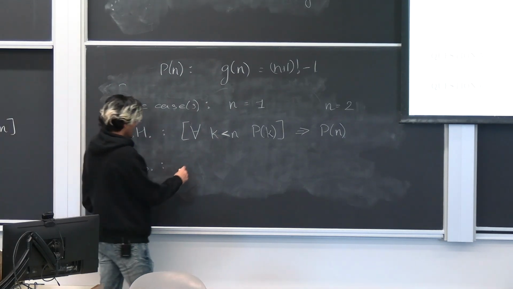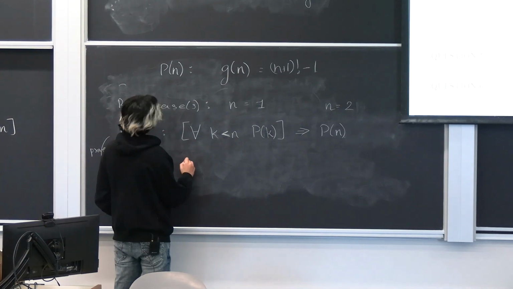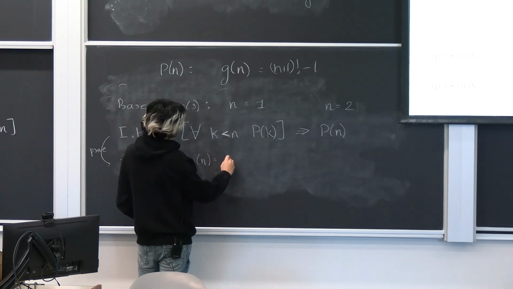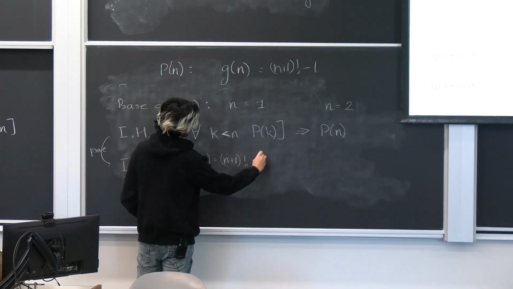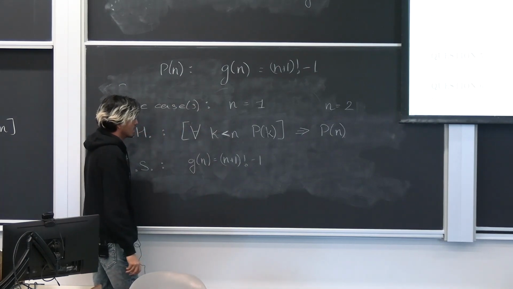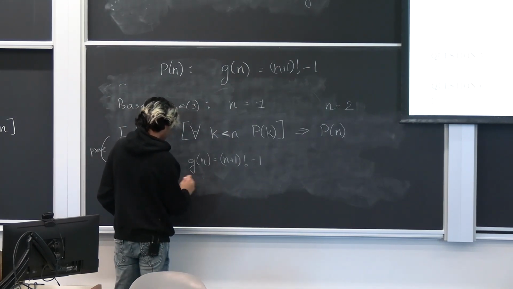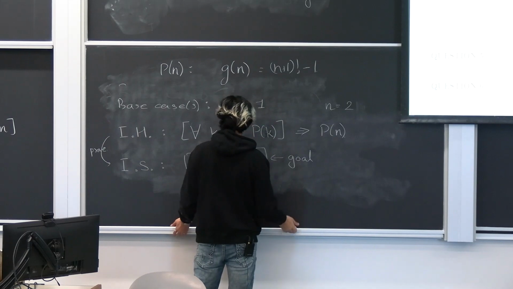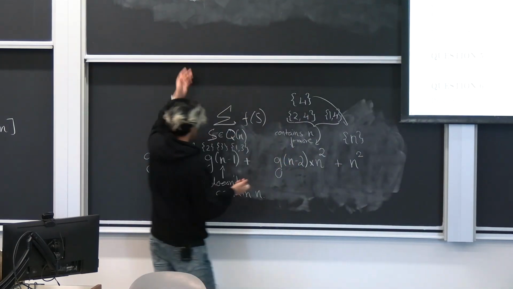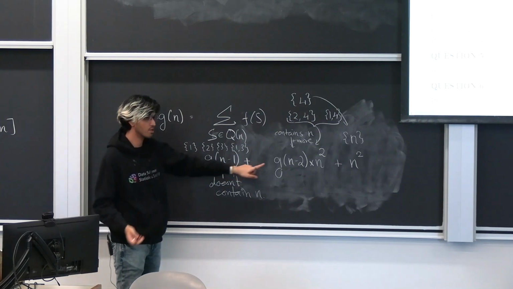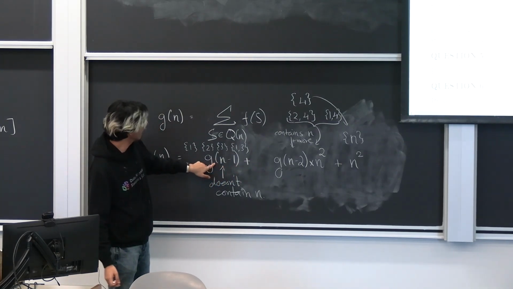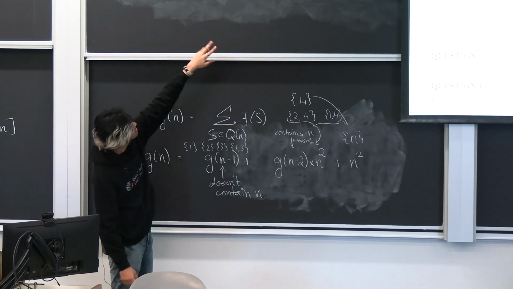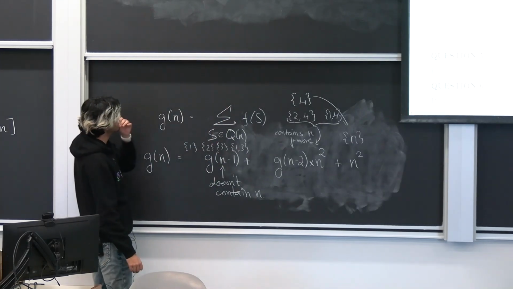So now what do you have to show? You want to show that g of n is equal to n plus 1 factorial minus 1. This is the goal. But what we know is this. We know that this relationship is true. And we also know that we can assume, according to that predicate, that g of n minus 1 is n minus 1 plus 1 factorial minus 1.